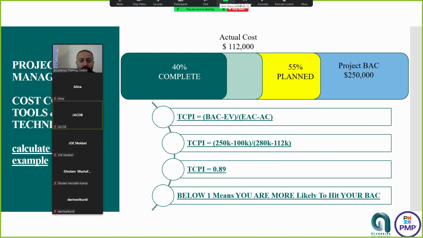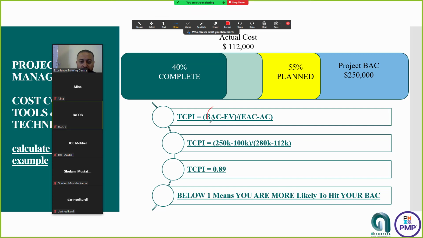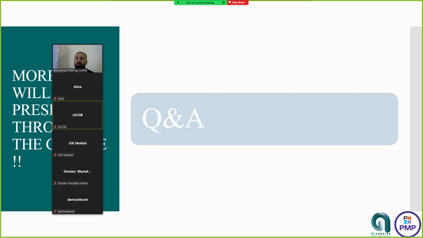You are cool? Another equation: given, calculated, and given. 0.89. Below 1 means you are more likely to hit your BAC. Cool? So please make sure that you have those equations and you have the understanding of having those numbers on the table, and that's all about those equations.